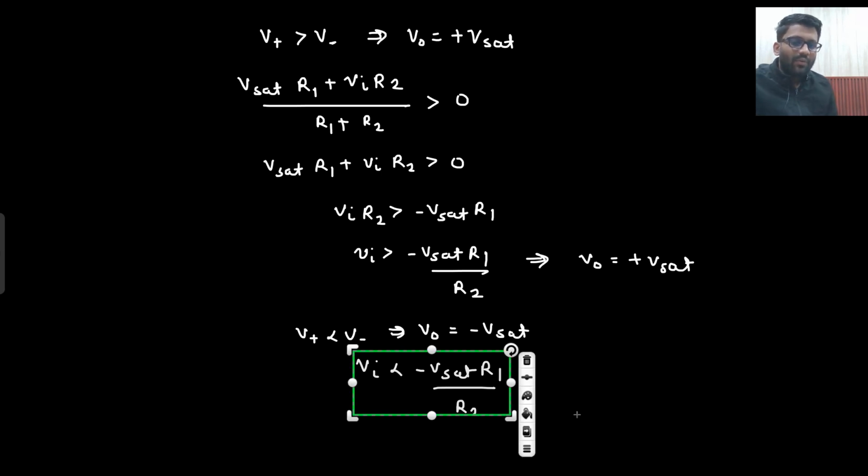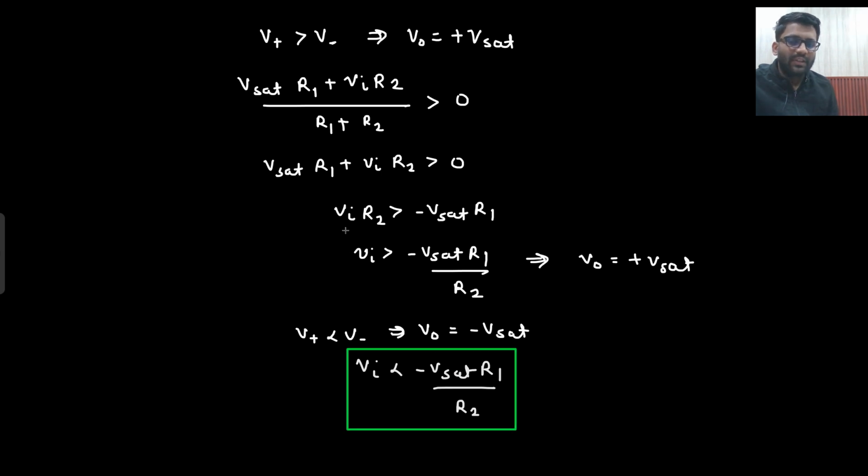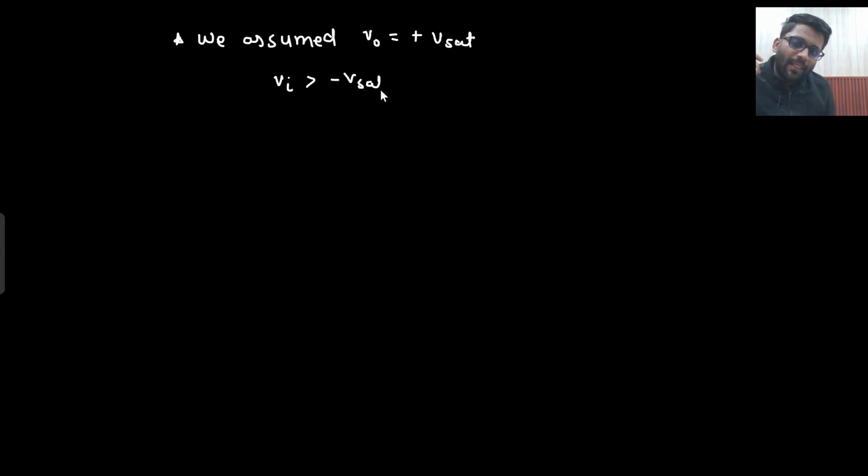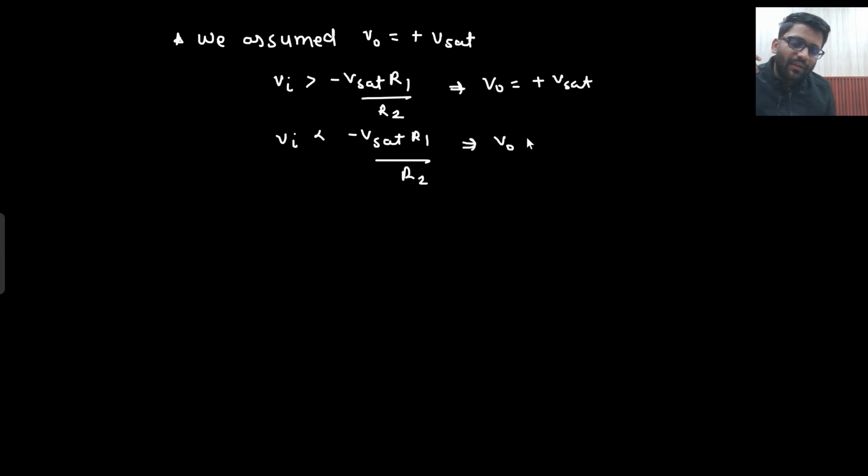So this will be the condition. From here, what did you get to know? What is the conclusion of this analysis? First we assumed our output V0 to be plus Vset. Then we got to know that if my V in is greater than minus Vset into R1 divided by R2, then your output will be plus Vset. But if your V in is less than minus Vset into R1 by R2, then your output will be minus Vset. Can you draw the transfer characteristics?